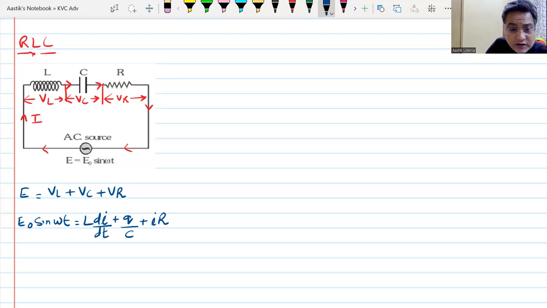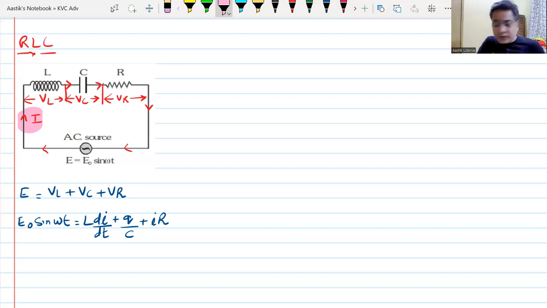Now, we basically have to add these three. But how are we going to add them? To add these three, we will use the phasor diagram. Otherwise, this becomes a very complicated second order differential equation which cannot be solved. So we are going to draw the phasor diagram. We can see that the current I is going to be the same in all the three elements. I hope you understand this.